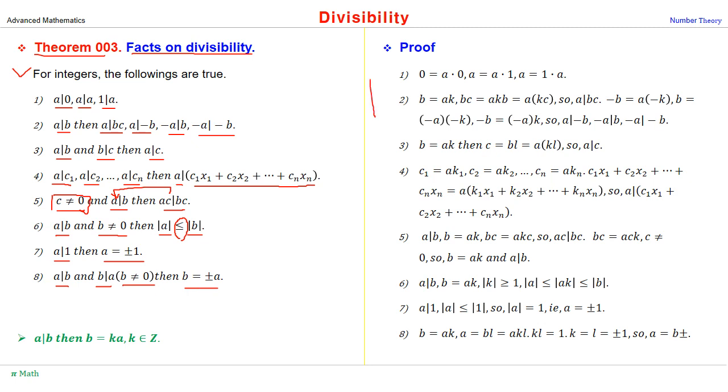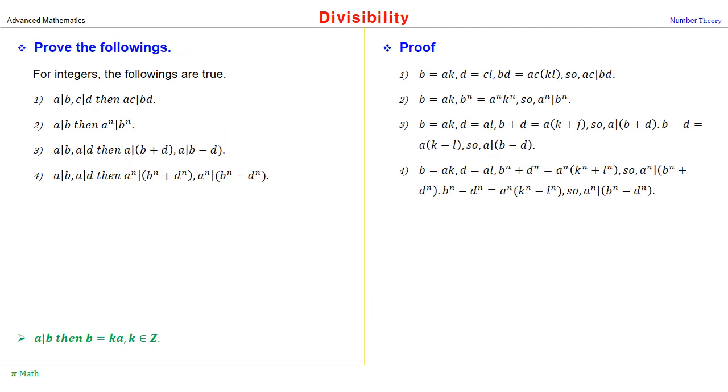The proof is given here. The key method of proof is using the definition of divisibility. If A divides B, then B can be expressed as KA, where K is some integer. So by replacing B with this, you can arithmetically and easily prove these theorems.